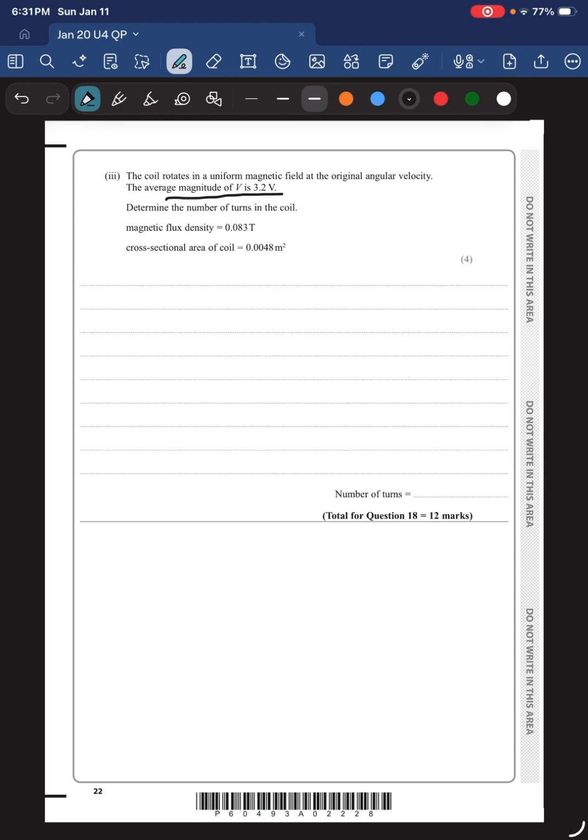Okay, so if you think about the situation, if this is the magnet, the coil looks like this and it rotates in this direction. Okay, so in 1/4 of a period, so T over 4, if this is the direction of B, the coil is going to point in the same direction as the magnetic field, therefore there will be no change in flux, if that makes sense. So in 1/4 of a period, we will have the average magnitude of V.